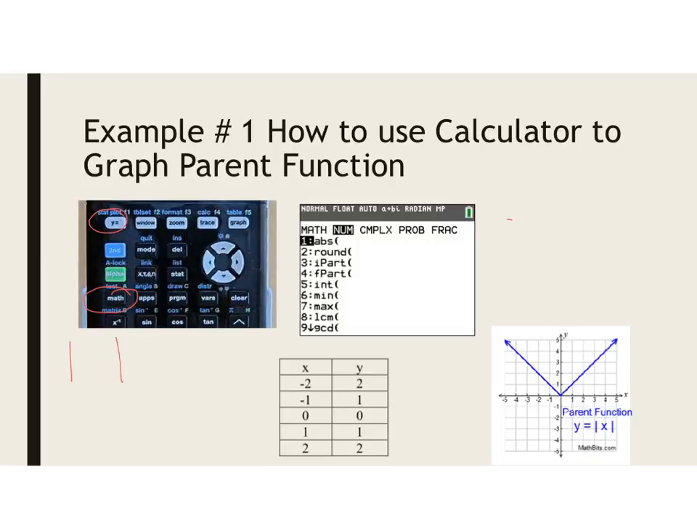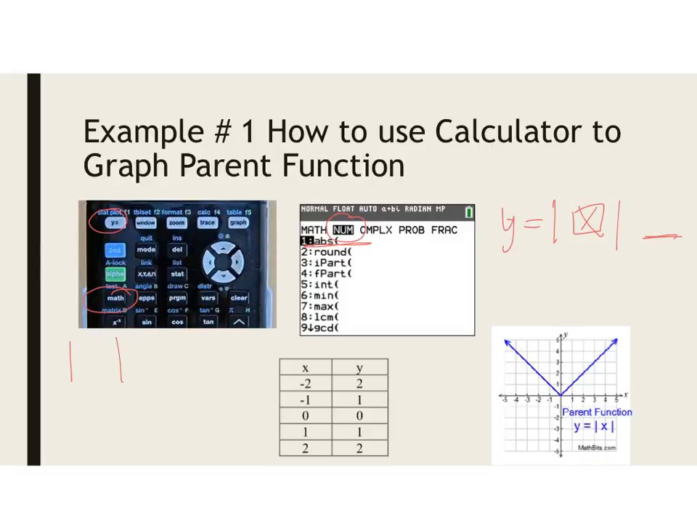You need to arrow over till it's highlighting number, the second one over. And the very first option is going to say abs with a parenthesis. That's absolute value. If you push enter on that, it's going to take you back to the y equals screen, and you should be seeing the bars right there with the cursor in the middle. So you can type things within the absolute value, like an x, and you can type things outside the absolute value by arrowing over.